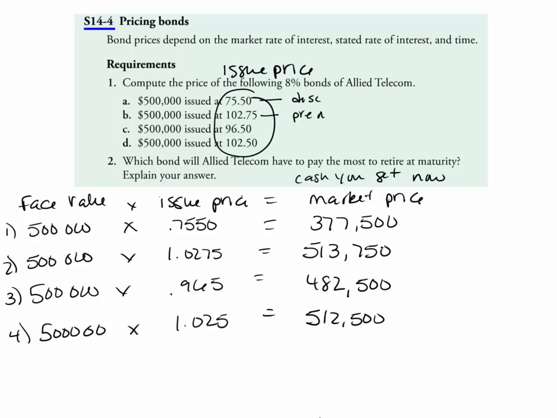The second part says, which one will Telecom have to pay the most to retire at maturity? And this is sort of a trick question because they're all the same. Regardless of the amount of cash you got now, all of them require you to pay back the face value at the time of maturity. So the discount will affect the cash you get now, and it'll affect the interest a little bit, but it will not affect what you have to pay back at the end.